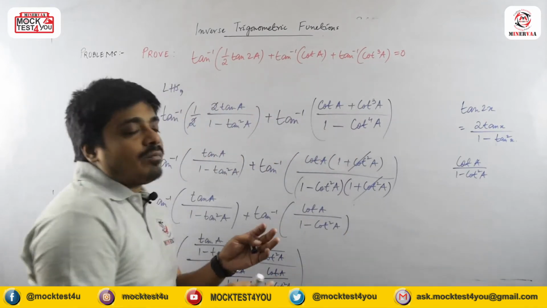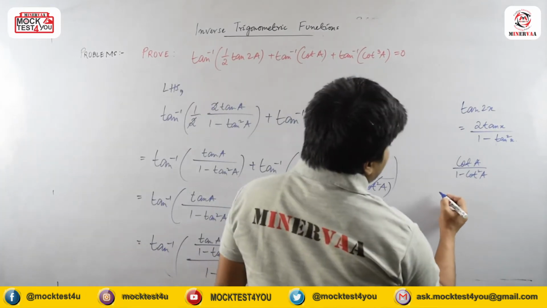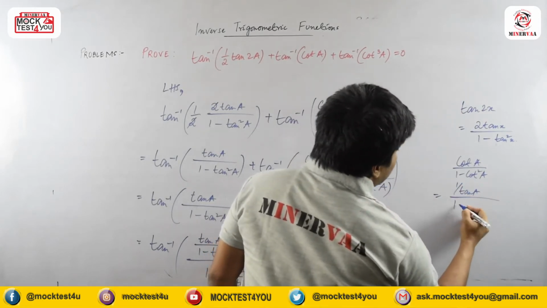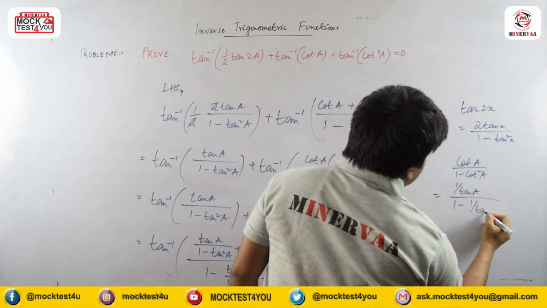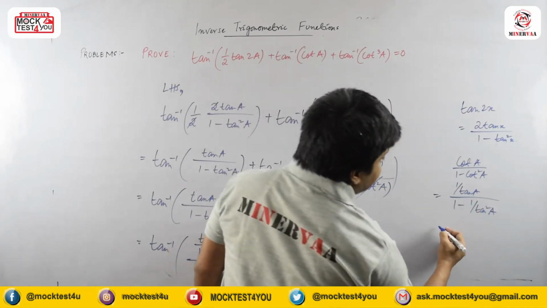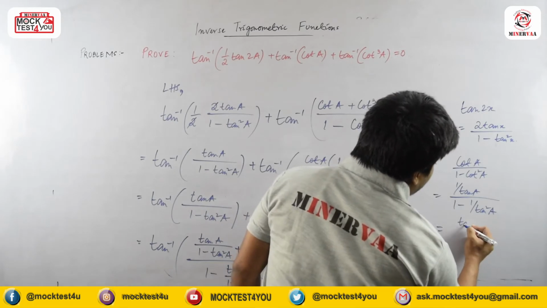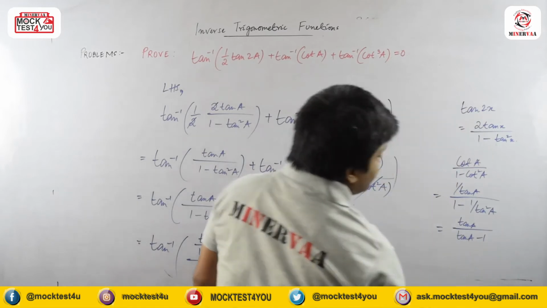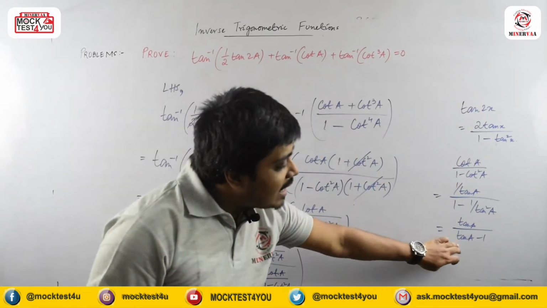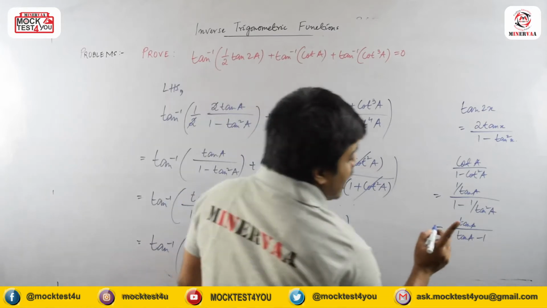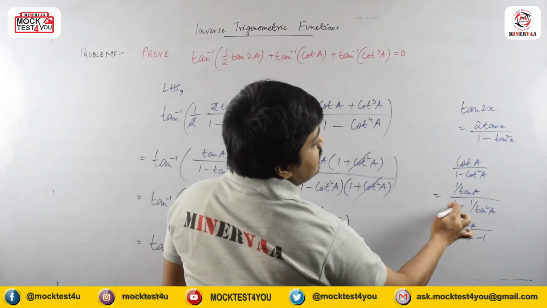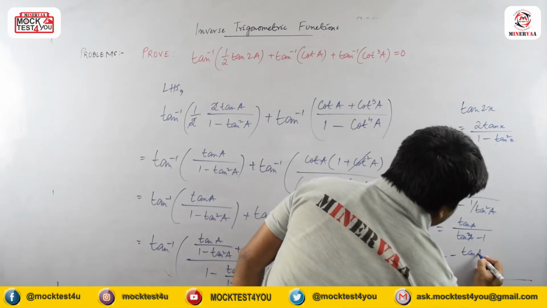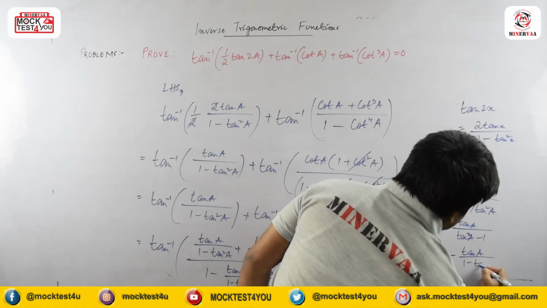Now, if I transform the cot into tan, what happens to this one? This becomes 1 by tan A divided by, this becomes what? 1 by tan square A. So now if I take the LCM, what we have is tan A up and divided by tan A minus 1. This is what we have. We made a mistake, it will be tan square A, because it is tan square A minus 1. So if I take minus common, we have tan A divided by 1 minus tan square A.